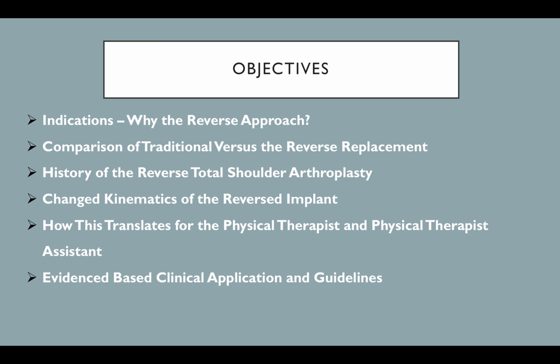The objectives of this presentation include reviewing the indications for a reverse total shoulder arthroplasty, the who and the why a patient needs the reverse approach, comparison of the traditional versus the reverse replacement, the history of the reverse total shoulder arthroplasty, the changed kinematics of the reversed implant, how this translates for PTs and PTAs, and the evidence-based clinical application and guidelines.